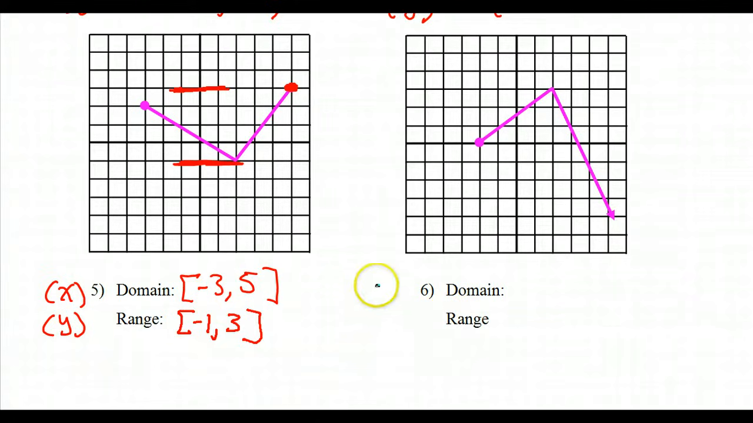Let's take a look at number 6. The domain is the x values. How far left does it go? How far right does it go? Well, this is how far to the left it goes. It doesn't go any further to the left than that. So that's going to be -2.